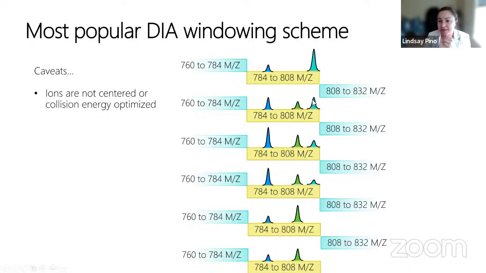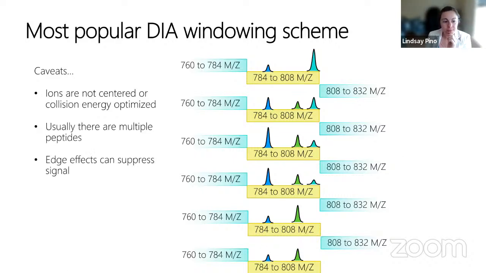And the ions aren't going to be perfectly centered in this bucket of isolation values. So you might get some peptides that are on the edge. There are almost always going to be multiple peptides in the window. And with these edge effects, if you have a peptide sitting on the edge, the quadrupoles in the mass spectrometer aren't perfect at transmitting ions. So towards the edge of the windows, you'll get decreased efficiency.